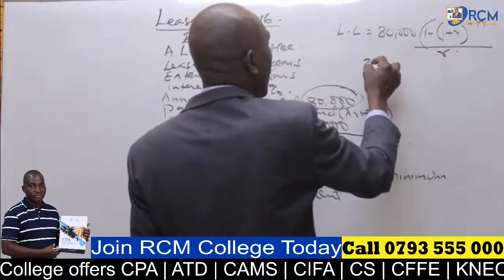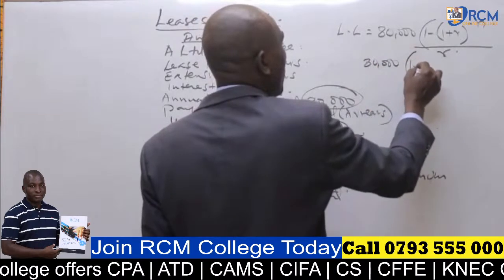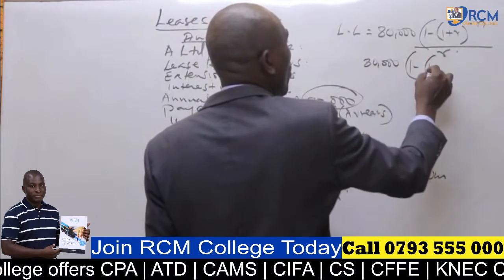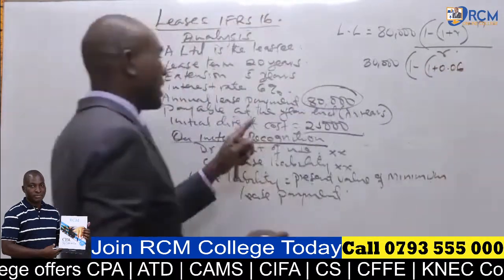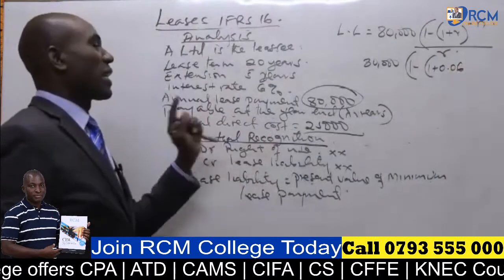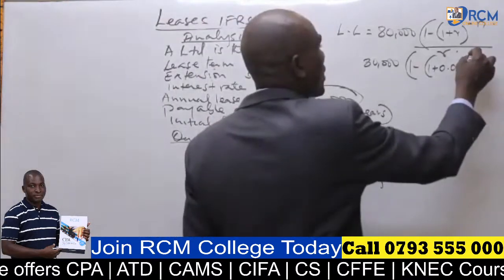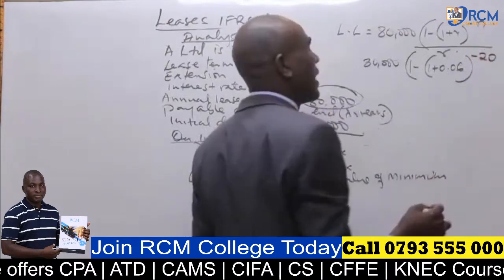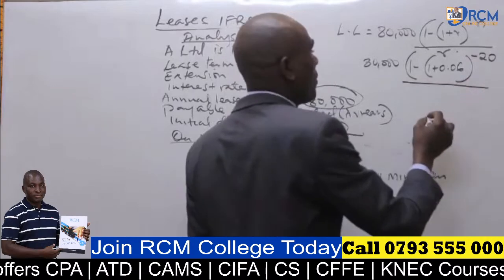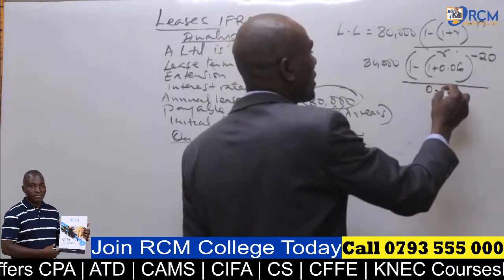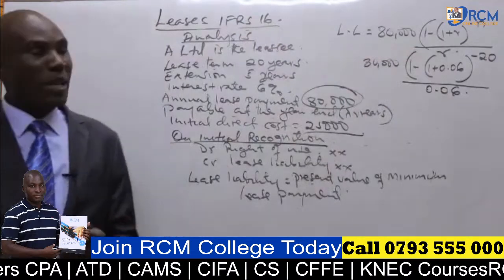Now it will be 80,000 times 1 minus (1 plus 0.06). Our interest rate is 6%, which is 0.06. I raise it to negative 20, that is the N, the lease term, then divided by 0.06. I discount like that.